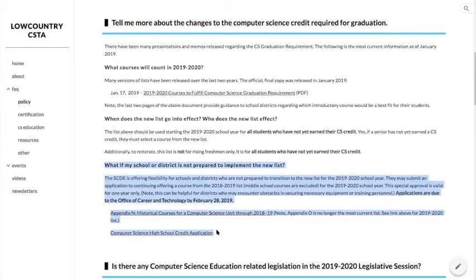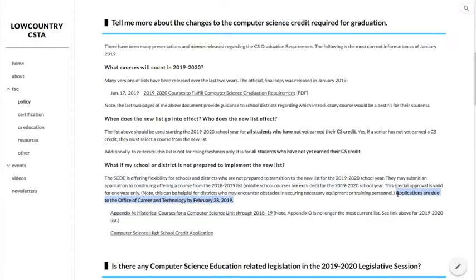So the State Department of Education has also released in a couple different meetings, as well as I believe through the listserv, that if you are not ready to offer a course on the new list, if your school district does not offer one of those courses already and you are not ready to, the deadline has passed, so you will need to reach out to the State Department to see if you can still submit an application.